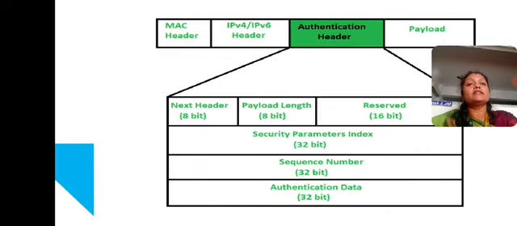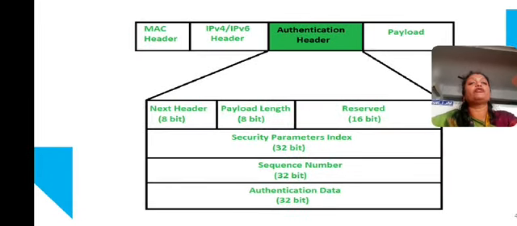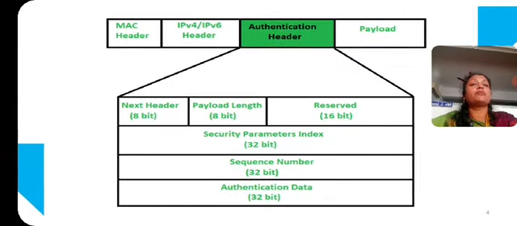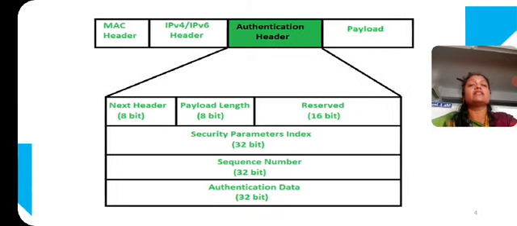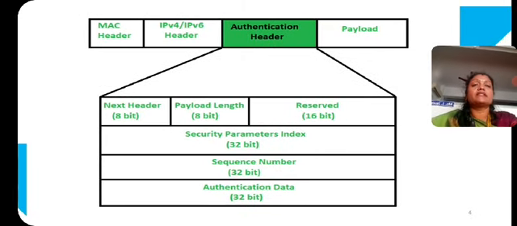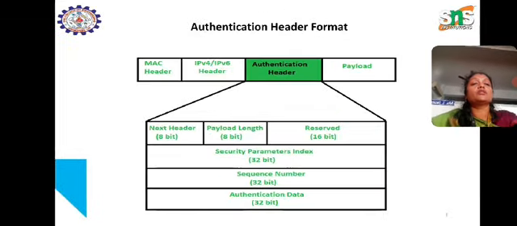So it consists MAC header, IPv4, IPv6 header, that is authentication header payload. So authentication header consists next header, it is 8-bit, payload length, it is also 8-bit, and some 16 bits are reserved, and security parameter index is fixed for 32-bit, and sequence number also 32-bit, authentication data also 32-bit.